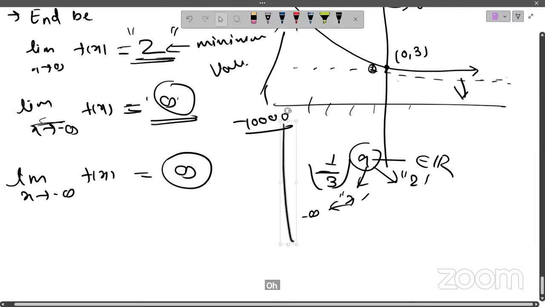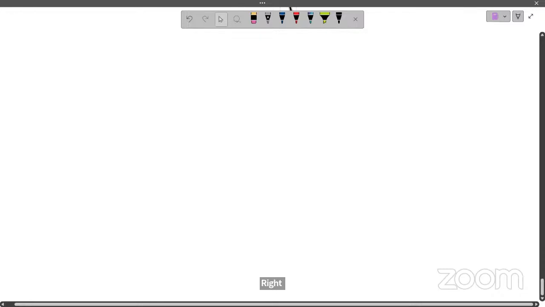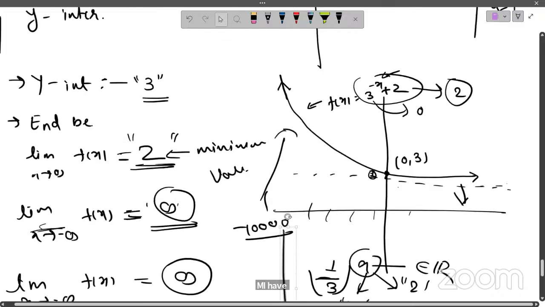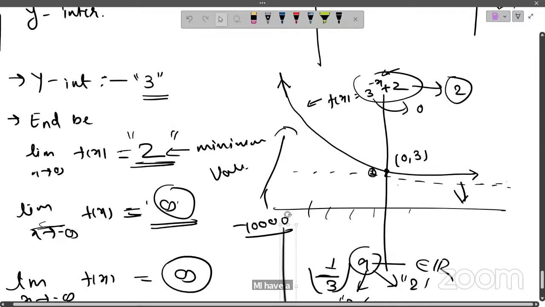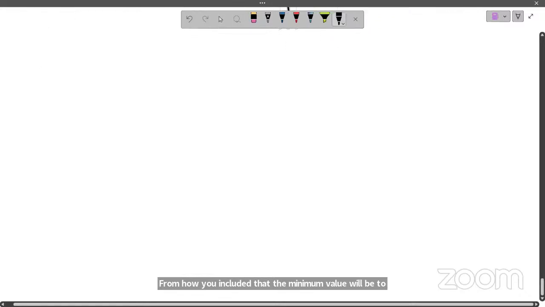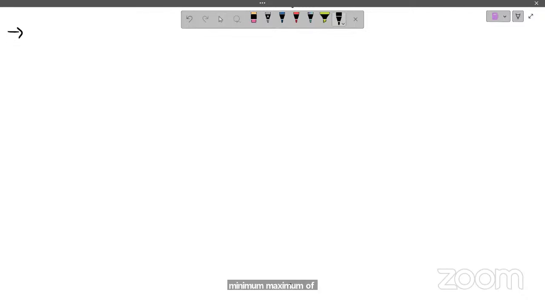Ma'am, I have a doubt. How did you conclude that the minimum value will be 2? No, you don't have to bother about it. You will discuss minimum, maximum, all values in week 7. He just asked about the maximum and minimum value, that's why I'm telling you. You will discuss it in detail in week 7. Okay, ma'am, that's fine.